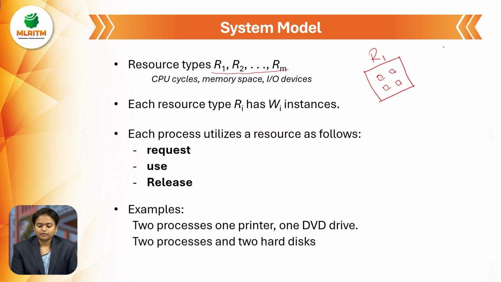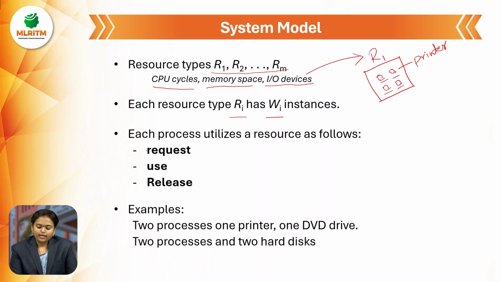Resource types can be a CPU cycle, memory space or I/O devices. For example, if you take an I/O device as R1, inside it you need to take instances like printers. So there are four printers that can be used for different process execution in the CPU. So each resource type Ri has Wi instances. These are the instances.